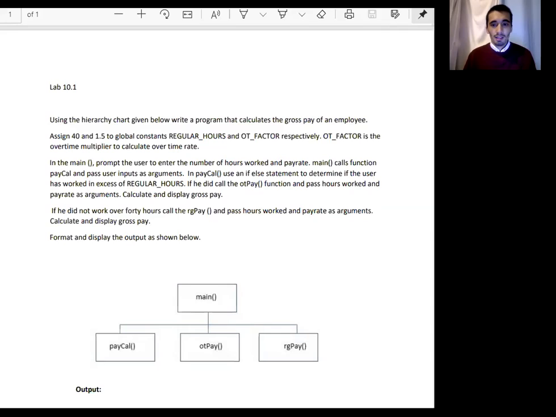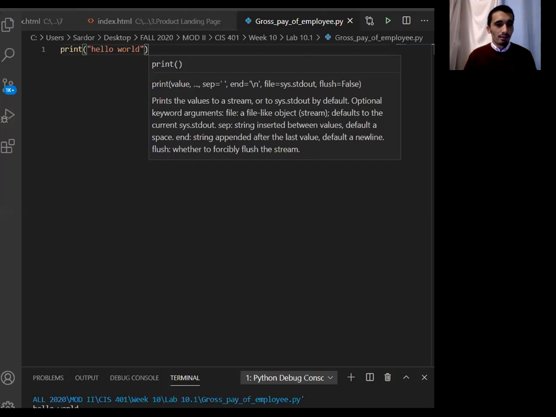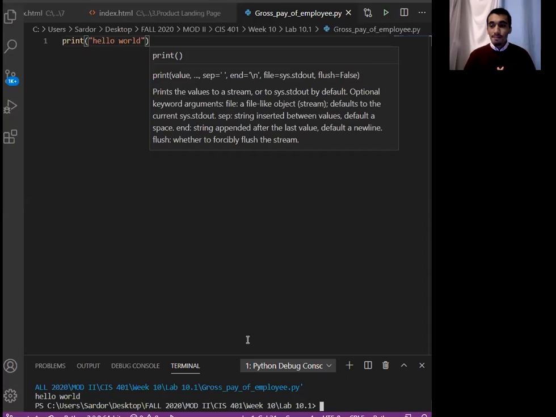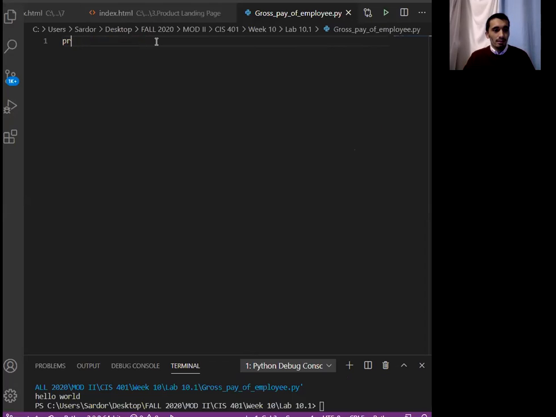So let's bring the code all the way here. Just for simplicity, I ran hello world to see if the setup was working properly, which it was. It printed out hello world.